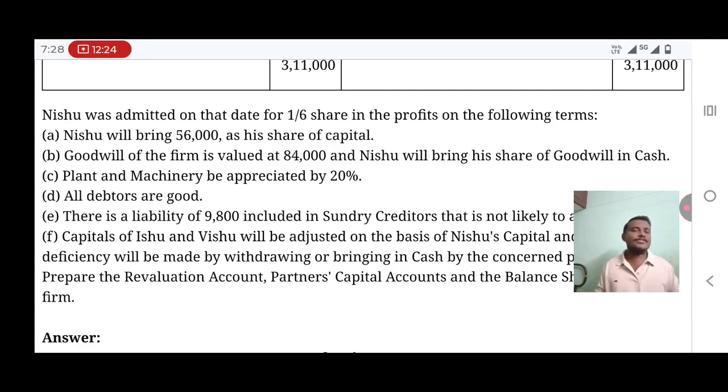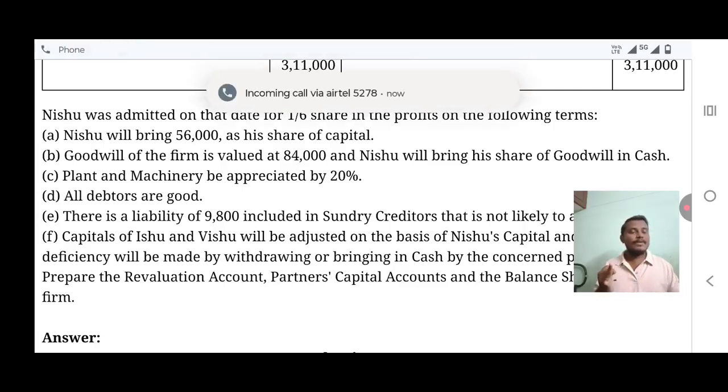Then you can prepare the balance sheet. Balance sheet I have already told you in my previous video. Please check how to prepare the balance sheet. So that's all for the capital to be adjusted on the basis of the new partner's capital. So this is a very important method. I have already taught you in my previous video how to calculate proportionate capital. Now in this video I am telling how to calculate on the basis of the new partner's capital, capital to be adjusted on the basis of the new partner's capital.